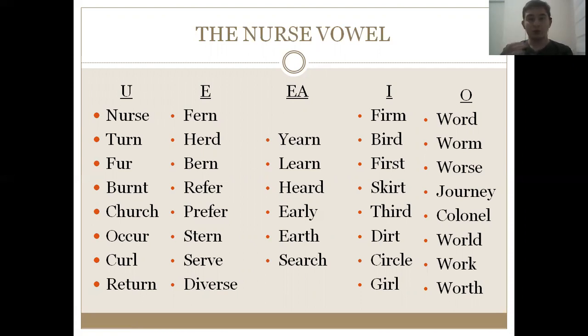For the letter U, you can say nurse, turn, third, burns, or church. You can see that there is a certain sound in those words. For the letter E, you can say fern, heard, burn, refer, prefer, or stern. For EA, you can say yearn, learn, heard, or early. For I, you can say firm, bird, first, skirt. Or for O, you can say word, worm, verse, journey, and kernel.